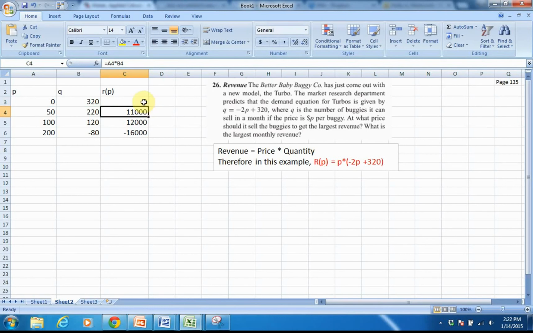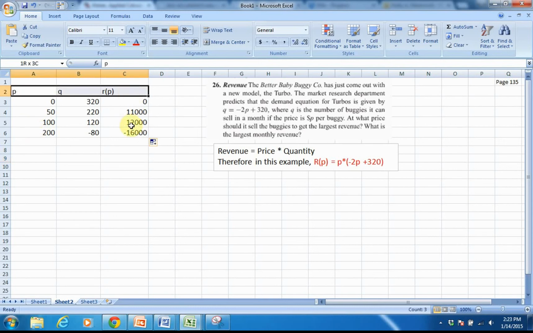Okay, when I double-click that down, you can see what happens to the revenue. It looks like certainly the revenue increases for a period of time, but then if we start selling the buggies for more than a certain amount of money, unfortunately what happens is our revenue goes down greatly. So with that in mind, let's go ahead and do some graphing and see what we have.